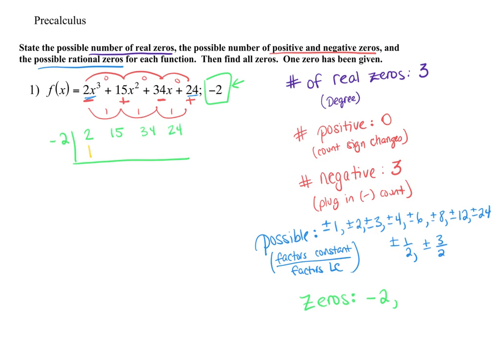And then I'm adding down and multiplying up. So add down, 2 plus nothing is 2. -2 times 2 is -4. Add down again, 15 and -4 is 11. -2 and 11 gives me -22. 34 and -22 give me 12. -2 and 12 give me -24. 0. All right, remember, if you don't get a 0 there, you did something wrong because they told you -2 is a 0. All right?